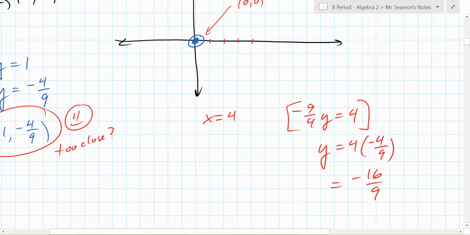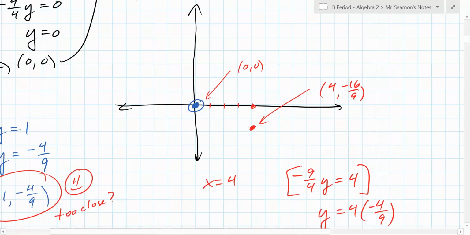That's roughly what? That's a little less than 2, right? So you go over to 4 right here, but then you go down a little less than 2. So there's your second point. That point right there is 4 comma negative 16/9. Now what do we do with those 2 points? Connect them. That's a lot more accurate than what we had before.